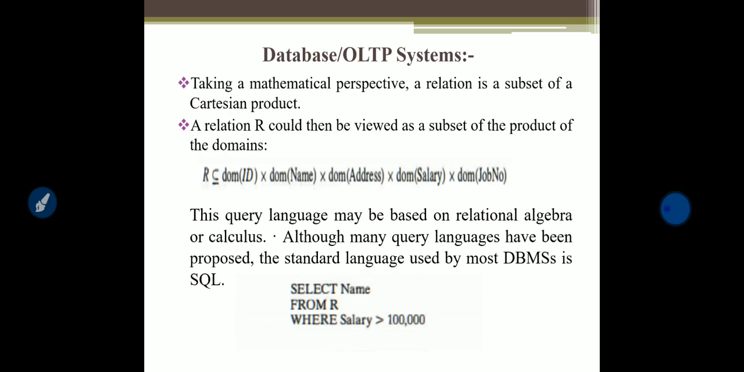A relation can be viewed as a subset of the product of the domains. We have a formula for this, that relation R is a subset of the Cartesian product of all the domains which are in the table, or you can say the attributes, like we consider id, name, address, salary and job. If we have a Cartesian product of all these attributes, then definitely we'll have a subset of it, which is associated with the relation.